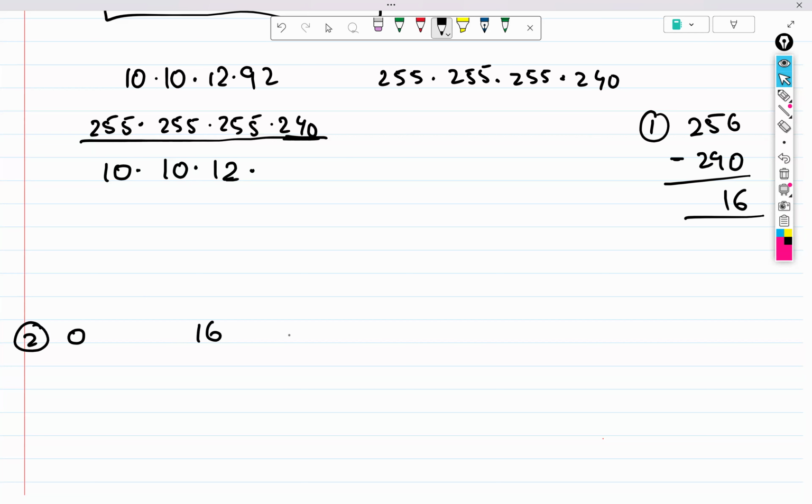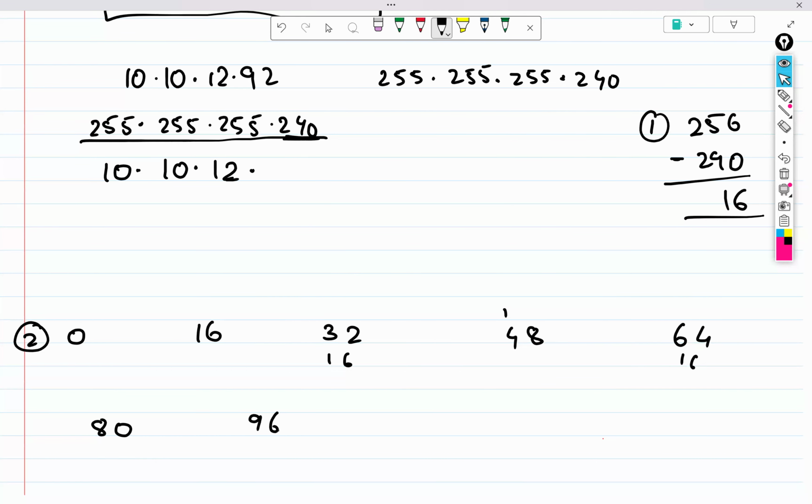Second step, write down the multiples of 16 starting from 0. 0, 16, 32. 32 plus 16 gives us 48. 48 plus 16 gives us 64. 64 plus 16 gives us 80. And 96. We need one more, 96. Okay, that's done.